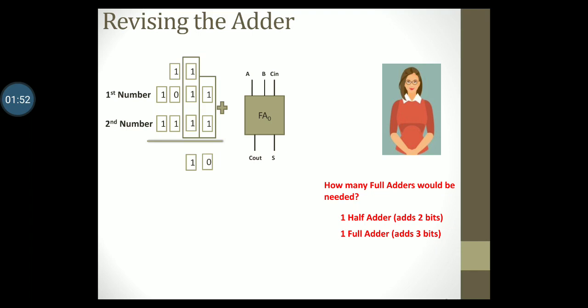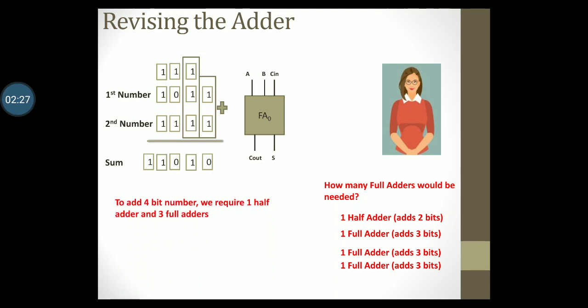Similarly, to add the next column I would also require a full adder. Adding that column, you will get the sum of 0 and a carry of 1. Similarly, to add the last column, I would also require one more full adder to get the sum of 1 and a carry of 1. This is the final sum. Hence, we can conclude that to add a 4-bit number, we require a half adder and 3 full adders.